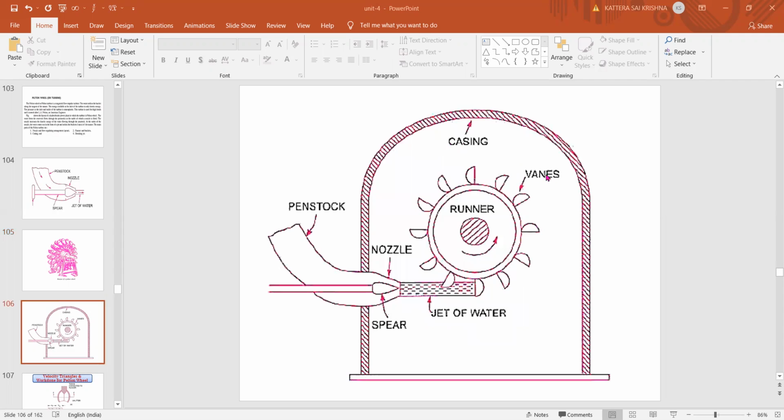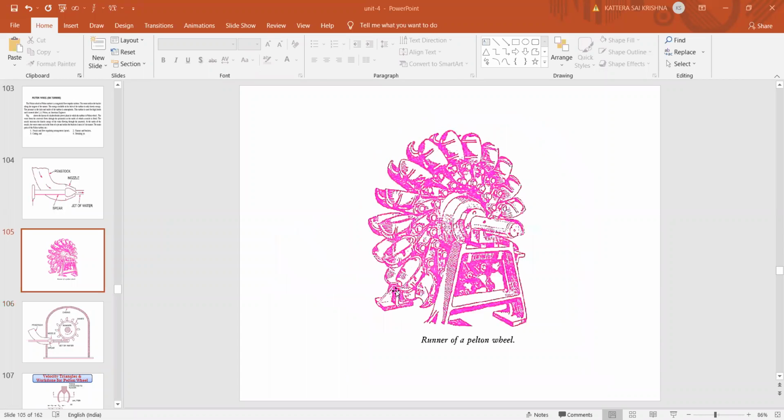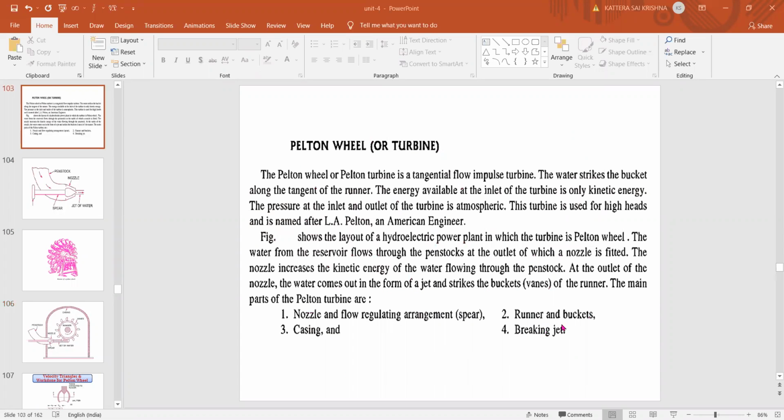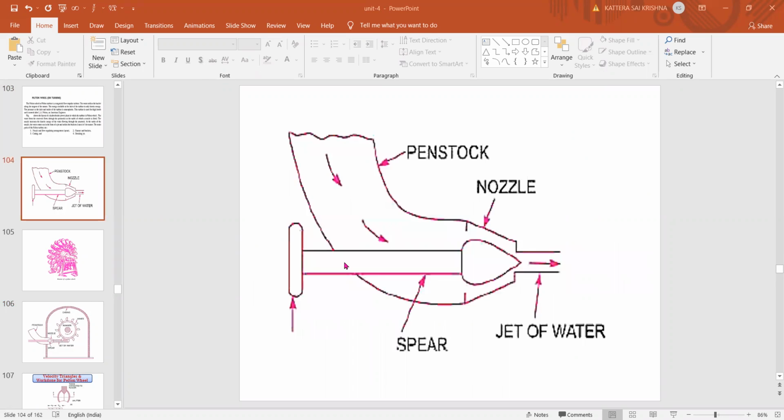So we have seen runner and casing, and next we have the braking jet. One more word we have used is braking jet. When the nozzle is completely closed, as the water is flowing from the nozzle, what happens? The turbine blades get rotated, and even if you close the nozzle with the help of a spear, the turbine, as the water is coming with very high velocity, will continuously rotate for some time.